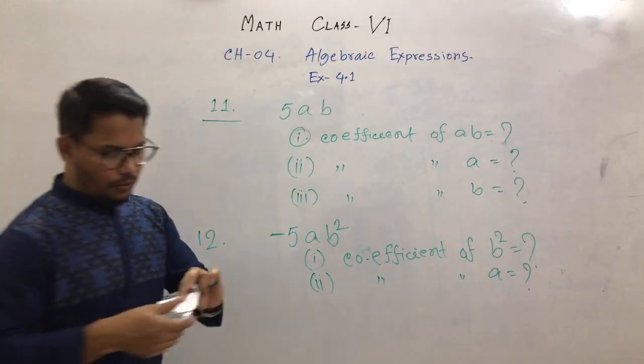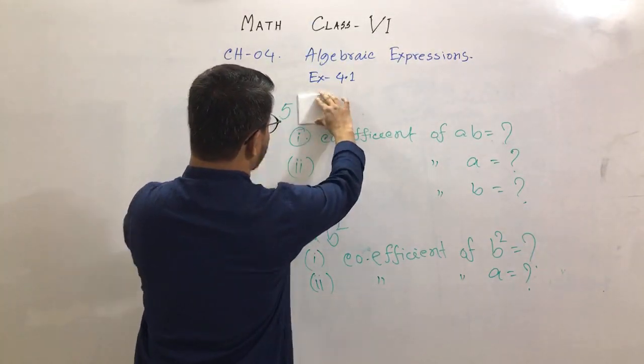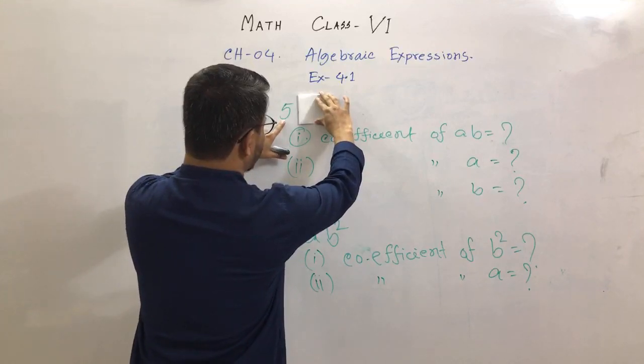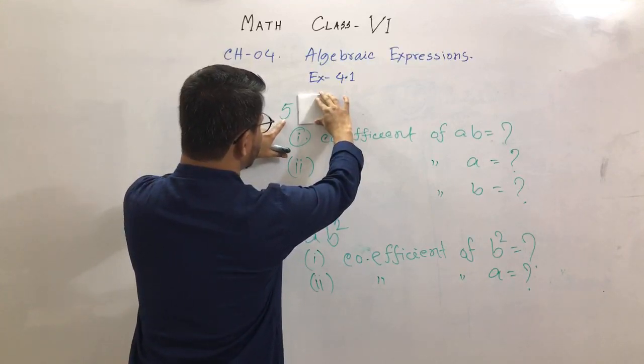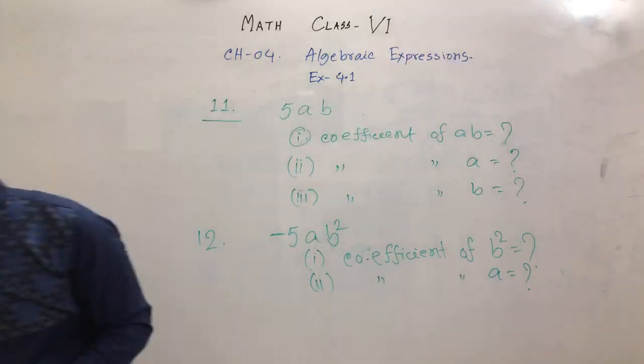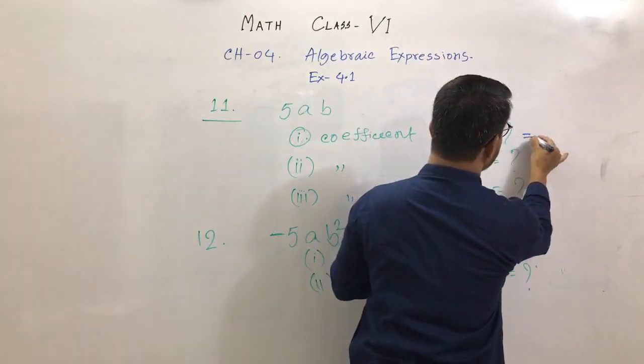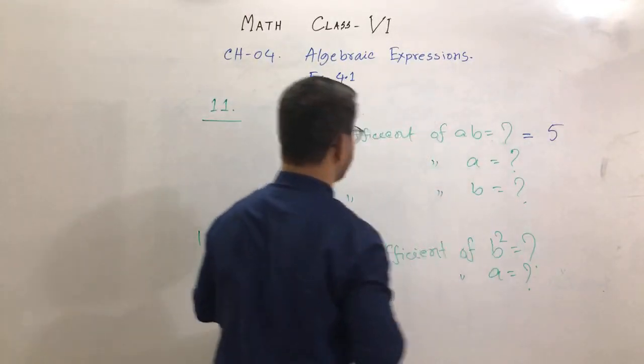When I ask you for the coefficient of AB, you hold AB like this, hiding it. The coefficient of AB, which one is remaining? 5. So now the coefficient of AB will be 5. The coefficient of AB is 5.